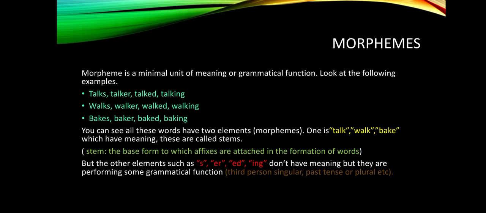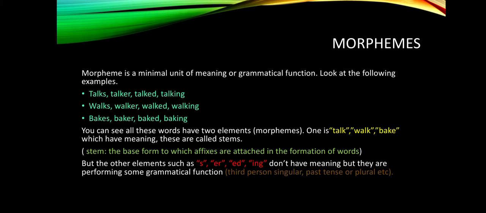One is talk, walk, and bake, which have meaning. These words contain meanings. They can stand alone as a single meaningful unit. These are called stems. But all stems are not containers of meaning. Why? We shall see it in one of the coming slides. By definition, a stem is the base form to which affixes are attached in the formation of words. We know that affixes are of three types, we have studied in the previous chapter: prefixes, suffixes, and infixes.